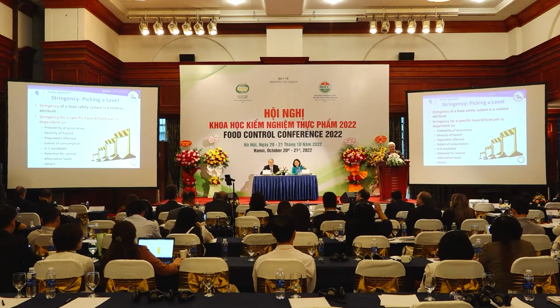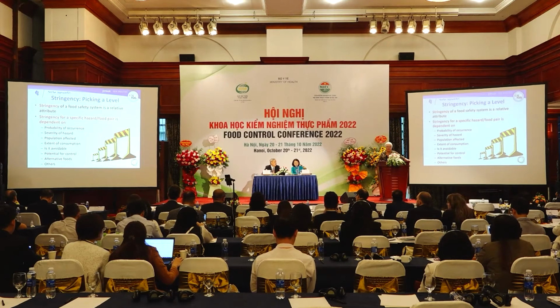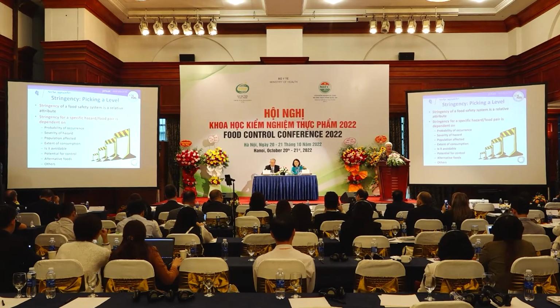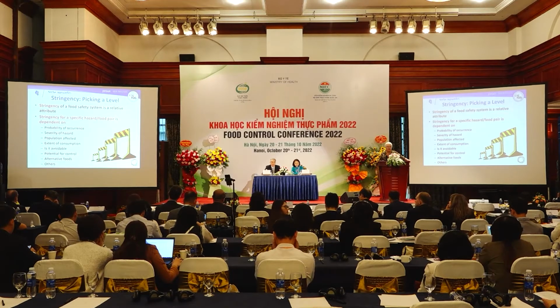And we have to think about how you pick the stringency level. And the stringency issue, when we think about a food safety system, is really a relative attribute. And the stringency, often when we look at regulation of food, is really based on a specific hazard in a food pair. And it's dependent on the probability that hazard may occur, the severity of the hazard, the population affected, the extent it's being consumed, and is it avoidable? Is there potential for controls and alternative foods?